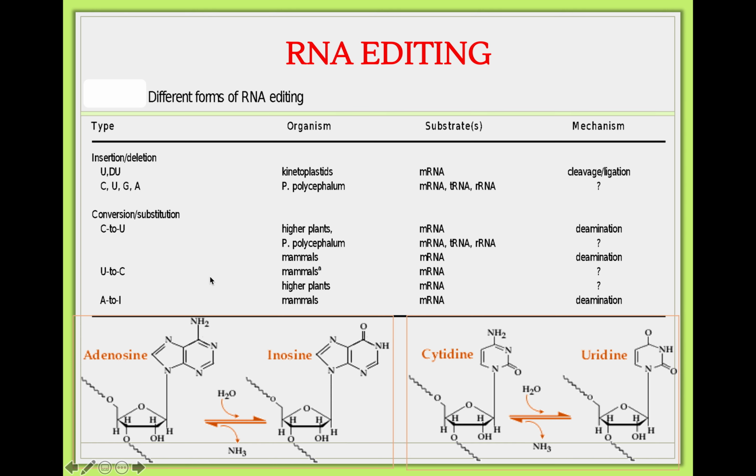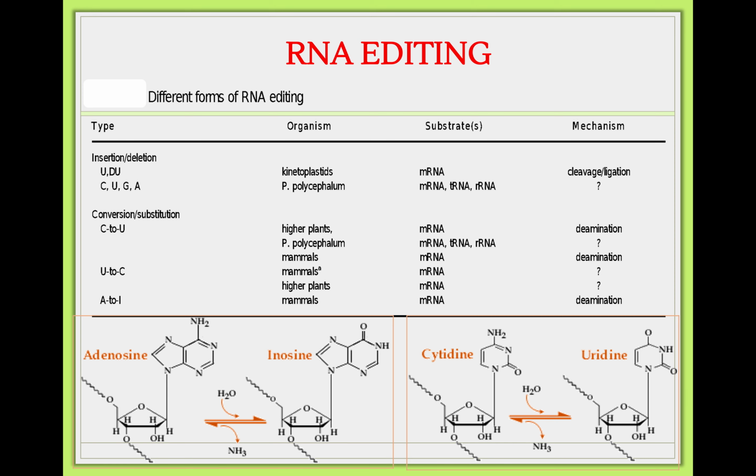So for the conversion or substitution, C to U, usually this is in higher plants, and in some mammals. So most of the time it involves mRNA, sometimes tRNA or rRNA. So a lot of times in plant it is caused by deamination. And the same goes in mammals, but in this organism it is actually not known. From U to C, this is usually in mammals, and mRNA, but the mechanism is unknown. In higher plants, mRNA as well, but the mechanism is unknown.